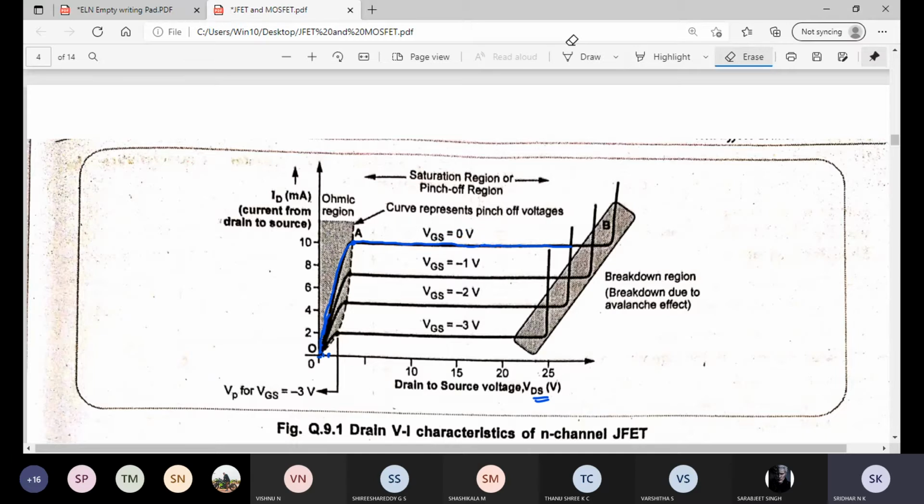Now what you need to understand is the current will increase linearly up to a certain voltage and then it becomes constant. The point where the current becomes constant, if you draw a line there, this point is called VP, the pinch off voltage, for VGS equal to 0. Understood this graph, how we got it for VGS equal to 0? Any doubt in this?